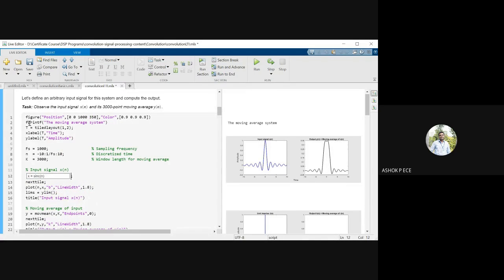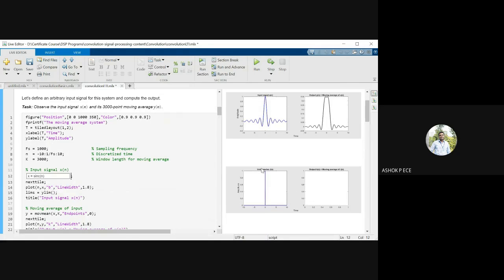And what output have I taken? I am considering the system to be a moving average. Average means it will take the average of the values from the current sample to the 3000 point. So it will take the average and plot the signal. So the signals will look more or less the same because I'm taking the average. And the impulse response is going to be the unit impulse signal.